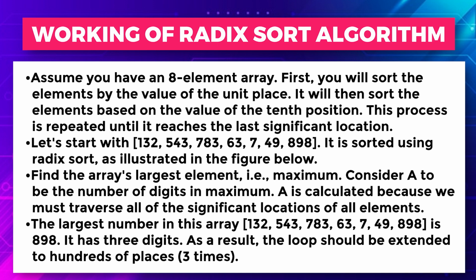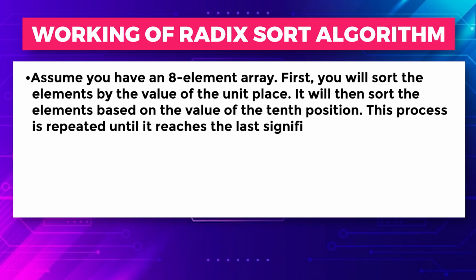It has 3 digits. So as a result, the loop should be extended to the hundreds place. That's how we can find out. We find the largest value among all the numbers in the data we have to sort. 898 is the biggest value, and its maximum place is the hundreds place. So we have to apply the loop up to the hundreds place only. In this case we apply the loop 3 times.